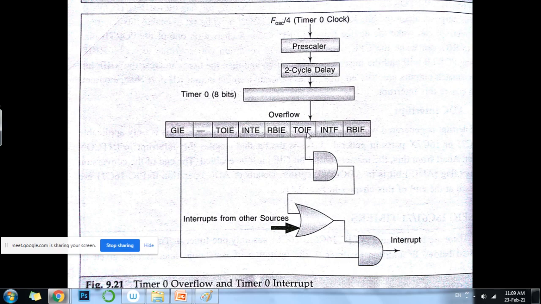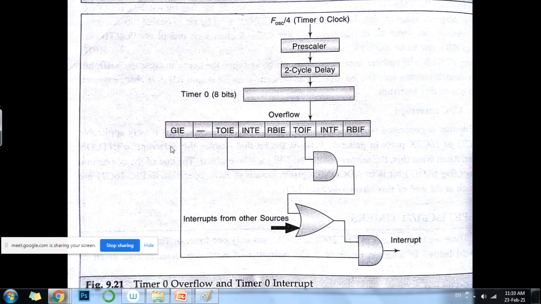That flag is available in the interrupt control register. One more bit is there, which is the Timer 0 interrupt enable bit. When that bit is set, then the interrupt is enabled and that interrupt is generated. If the timer interrupt is disabled, if this bit is reset, then when the timer matures, only the flag will be set, but because this is 0, the interrupt will not be generated.